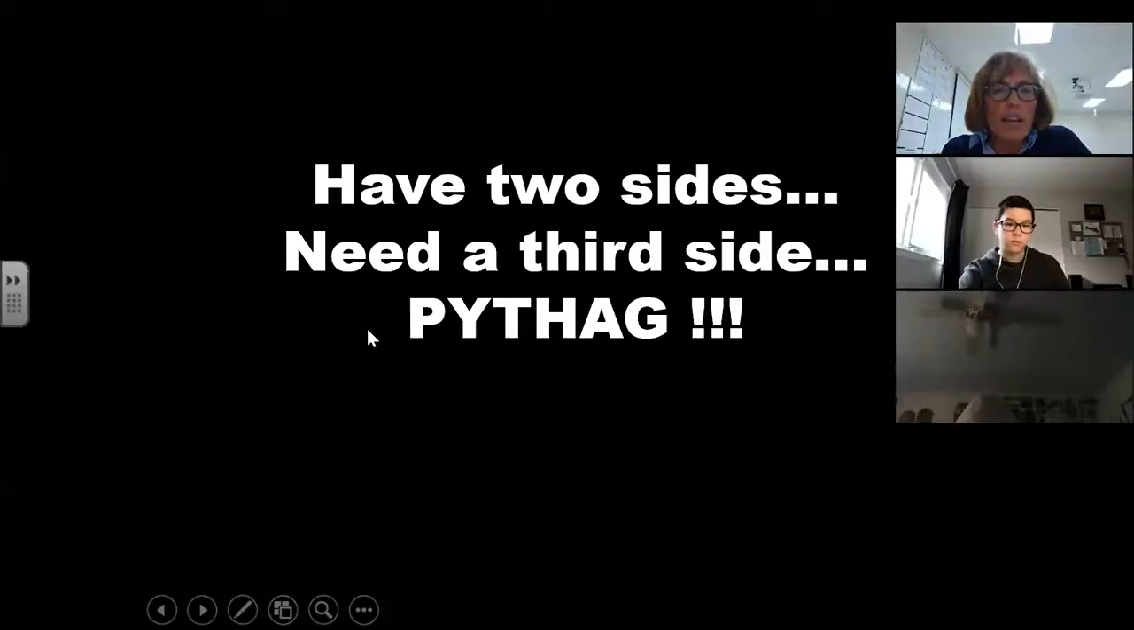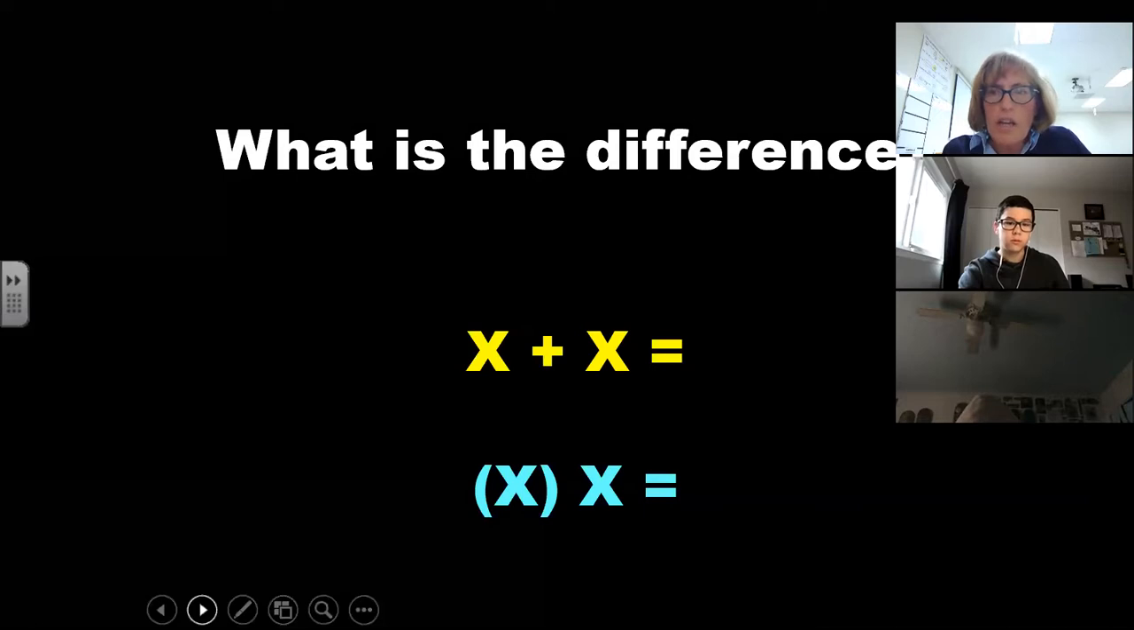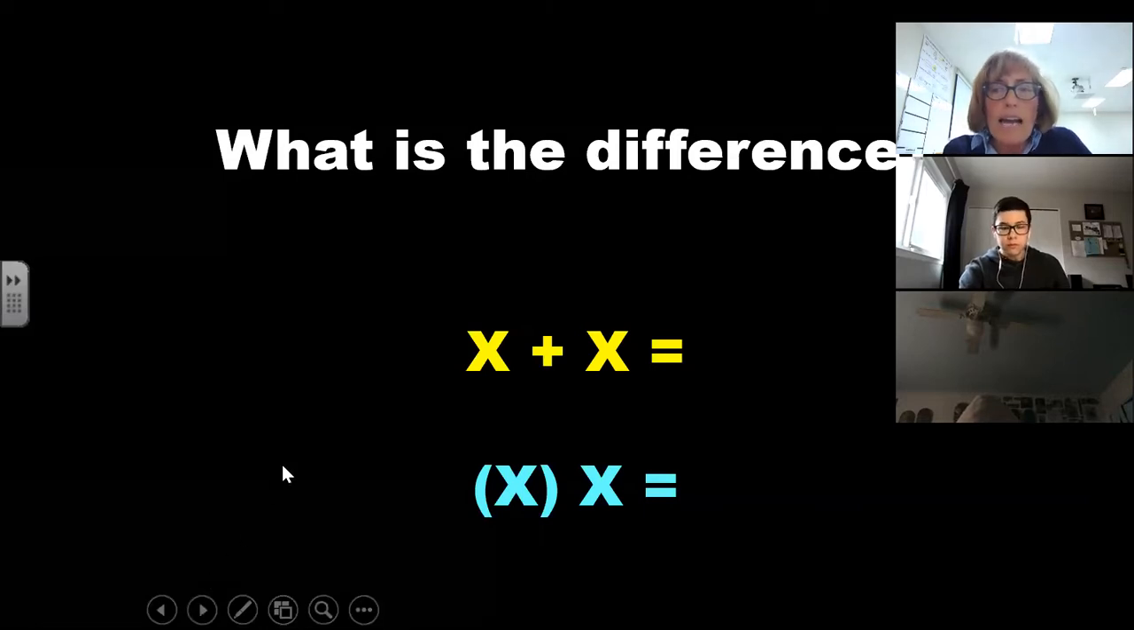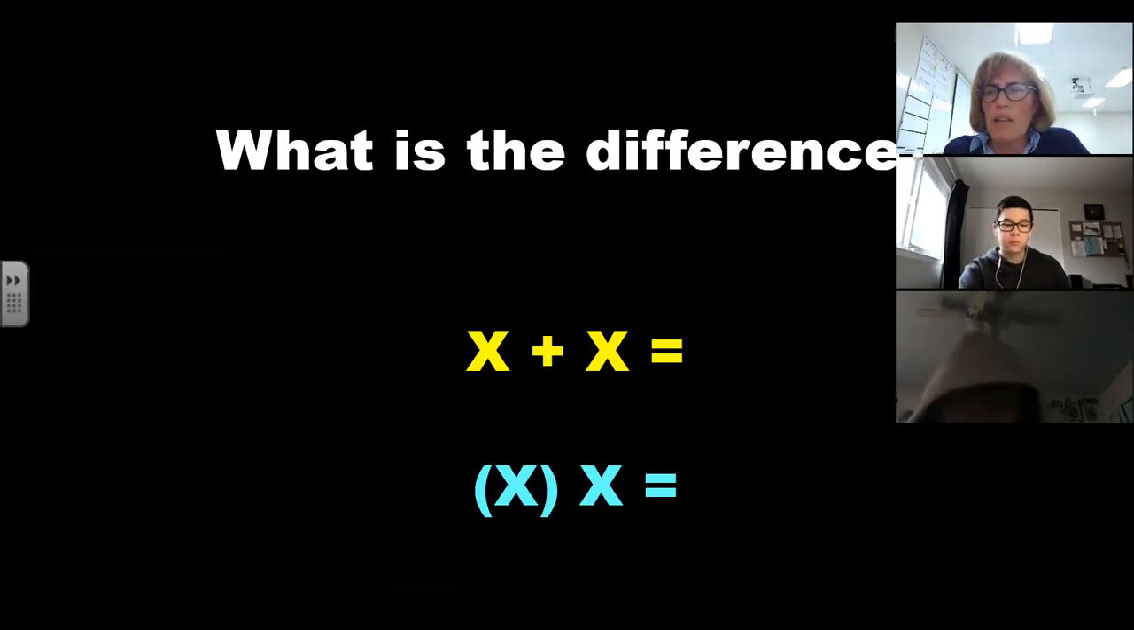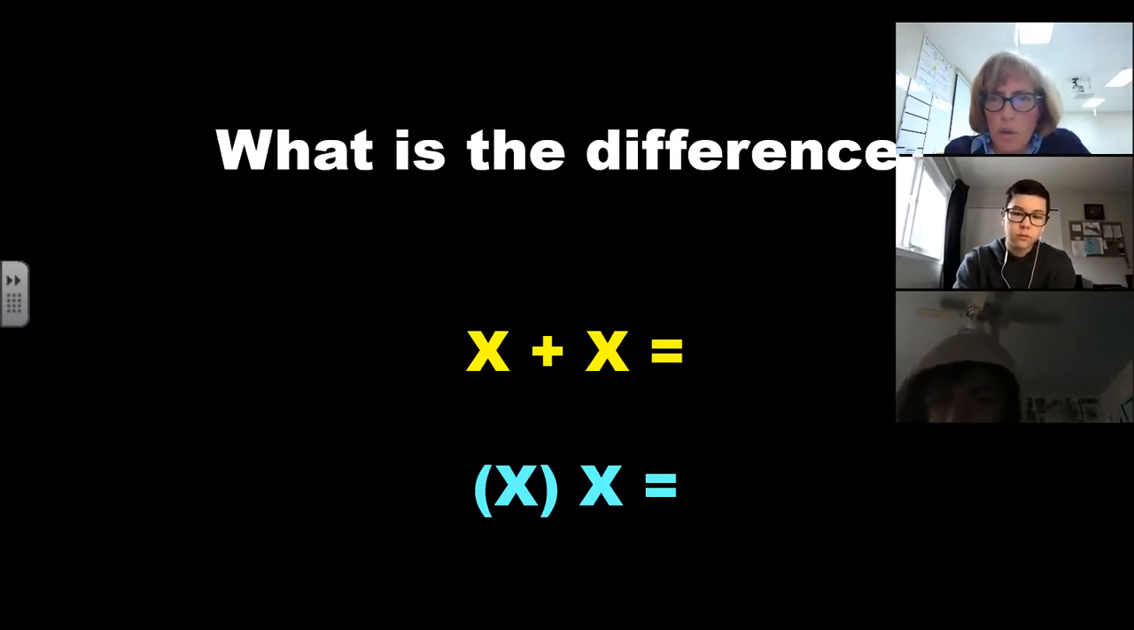So, taking a look here, we have two sides and need a third side: Pythagorean theorem. Before I move on, I need to know that you know the difference between these two: x plus x versus x times x. I want you to send me a quick chat. What is the difference between these two? Go.